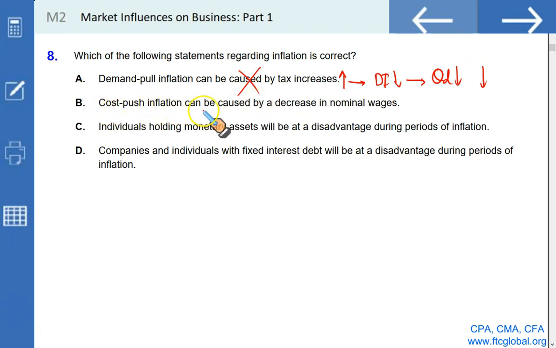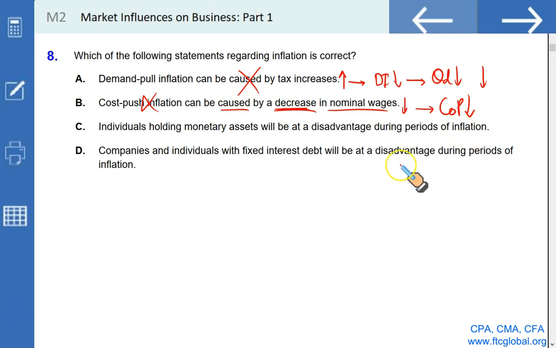B. Cost push inflation can be caused by a decrease in nominal wages. This is wrong, because when the nominal wages decrease, your cost of production decreases. When the cost of production decreases, how can you have cost push inflation? Cost would be lower. This is incorrect. In fact, cost push inflation can be caused by an increase in the nominal wages. So this is incorrect.